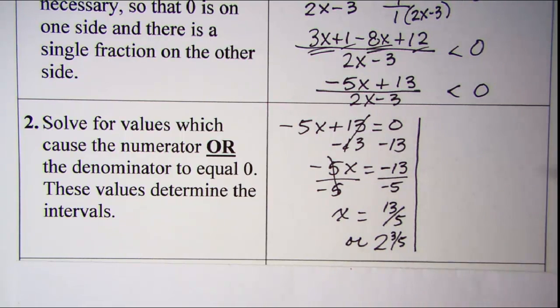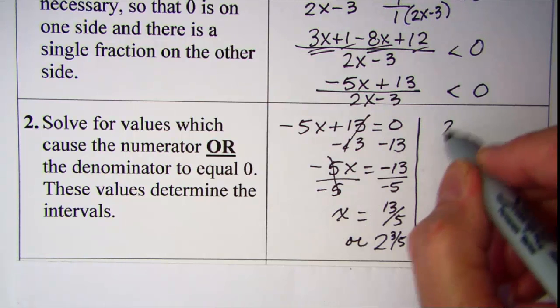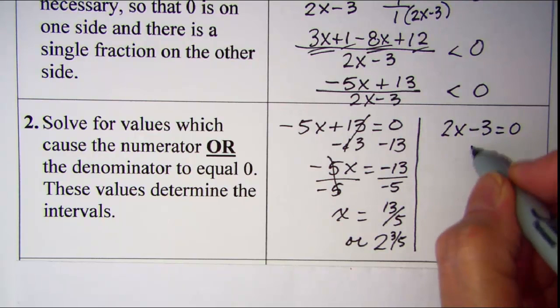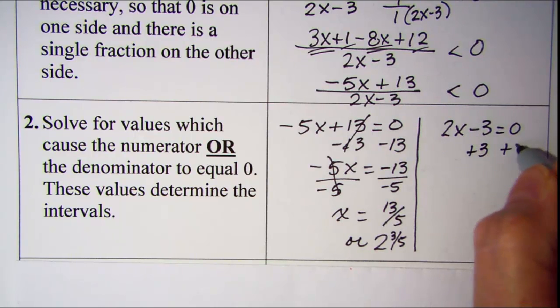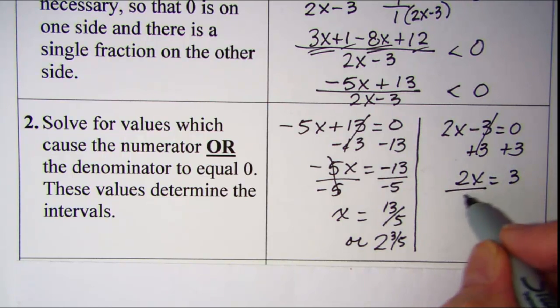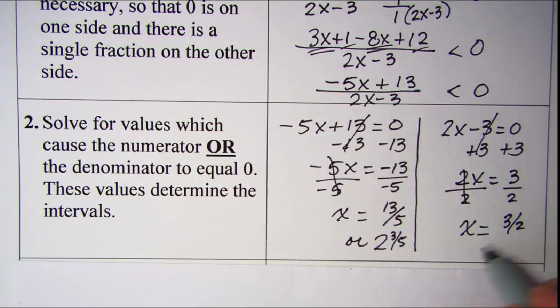Then we also need to get the value that'll cause the denominator to equal 0. So 2x minus 3 equals 0. Add 3 to both sides. These will cancel. 2x is equal to 3. Divide both sides by 2. And these will cancel. And x is equal to 3/2, which is also 1 1/2.